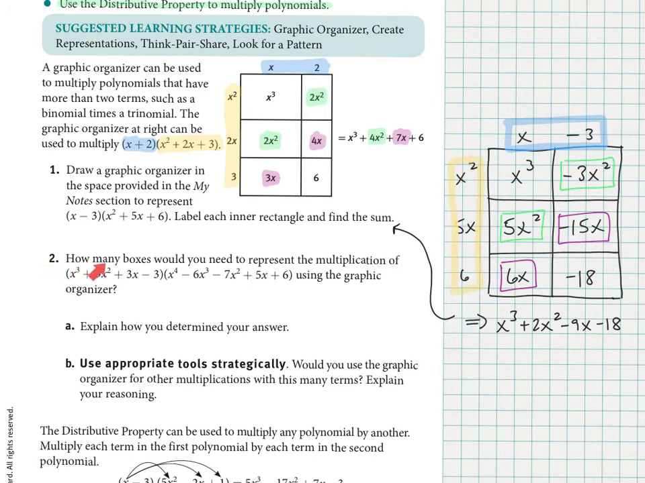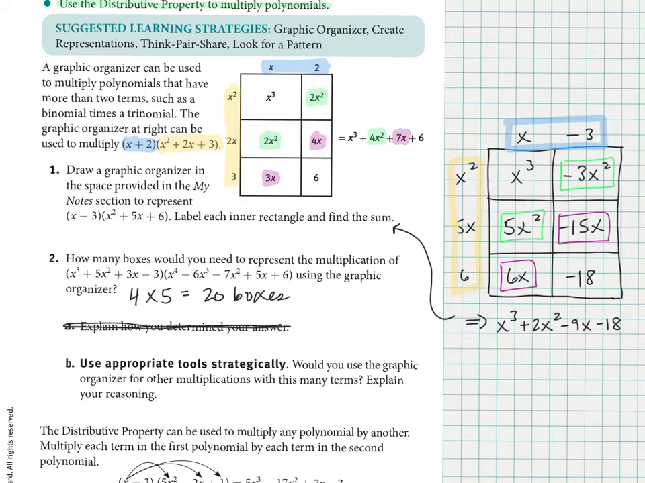So looking at number 2, it says how many boxes would we need to represent the multiplication of this polynomial times that polynomial using a graphic organizer. So instead of saying to explain, we're going to talk this through. As we said before, if we have 2 terms and 3 terms, we multiply to know we have 6 boxes to show what we're doing. So if we have 4 terms times 5 terms, that means we're going to have 4 times 5, so 20 boxes to represent that multiplication.